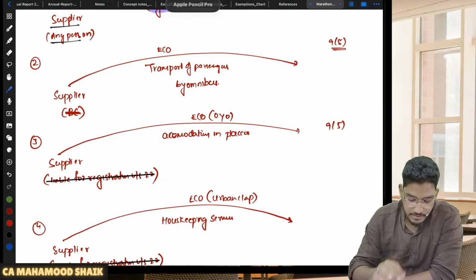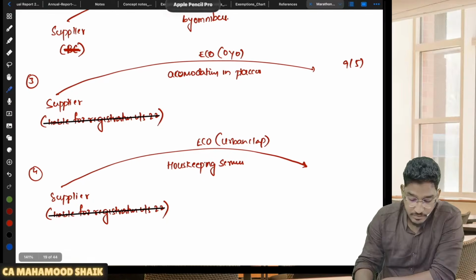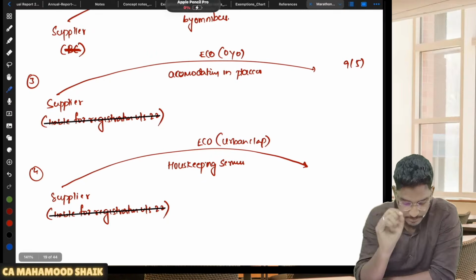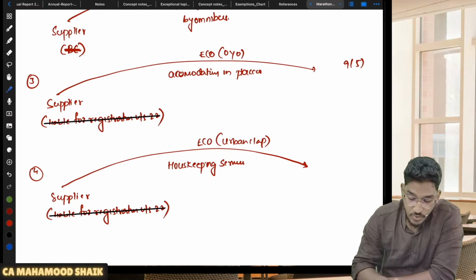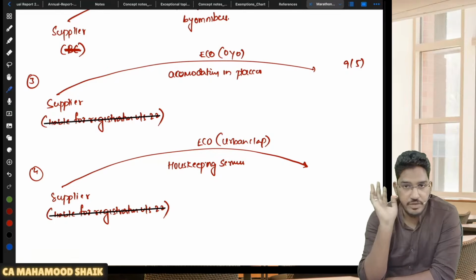Right. If you come to the third service, which is notified under 9 subsection 5: supplier who is not liable for registration under section 22.